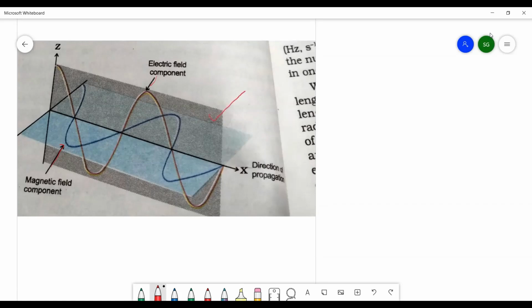You can see in this picture, this is the direction of propagation, and the electric field component and the magnetic field component are perpendicular to each other as well as to the direction of propagation. These kinds of waves are called electromagnetic waves. Unlike sound waves or water waves, electromagnetic waves do not require any medium and can move through a vacuum. Sound waves and water waves are not electromagnetic waves.